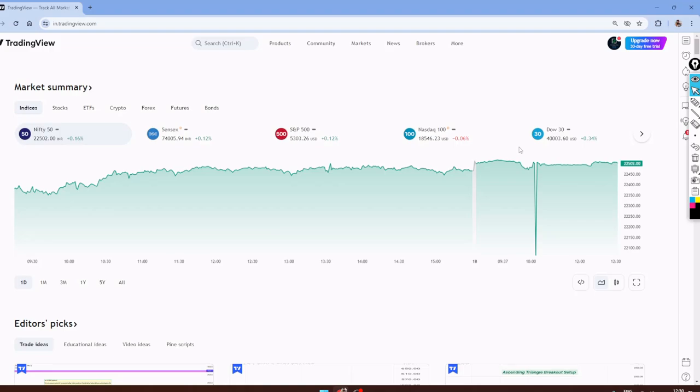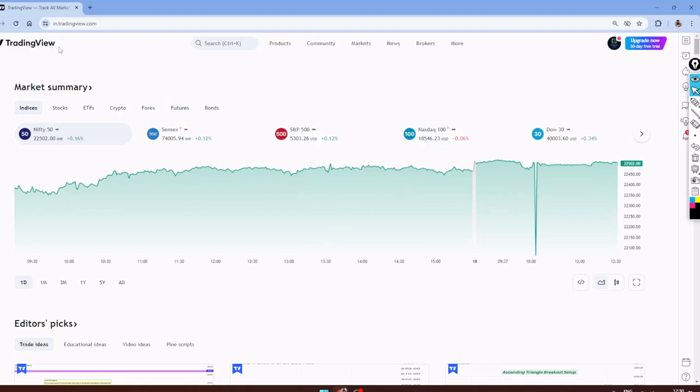So that's the reason I'm making this video, and I'm not going to talk about pips, points, and MT4, MT5 today. Maybe in a different video I will discuss that, but this is purely technicals. So we are going to talk about candlesticks, right?